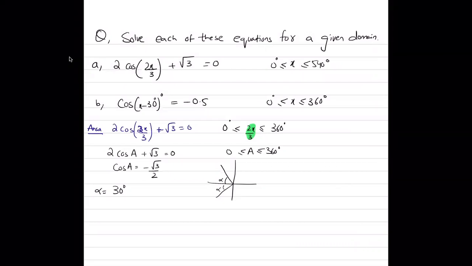So the angle A is going to be this angle and this angle. A is going to be equal to 180 minus 30, which is 150 degrees. And the other angle is going to be 180 plus 30, that is 210. These are the angles for A between 0 and 360 degrees.